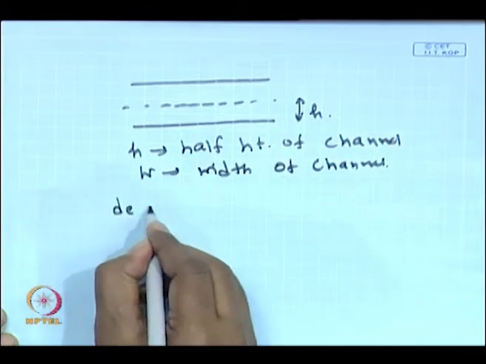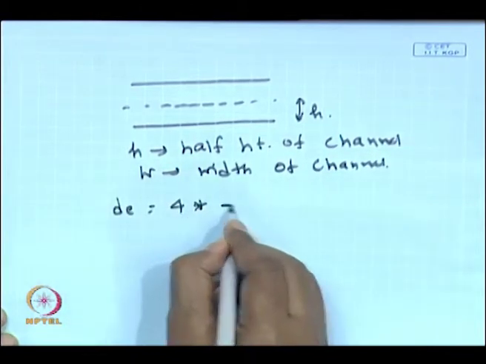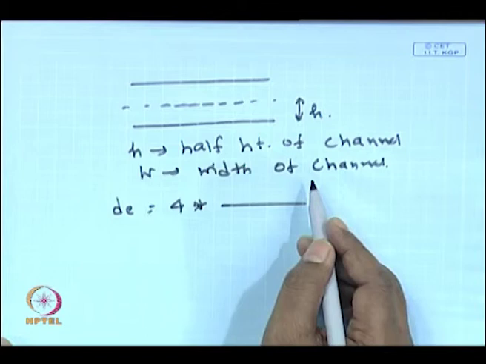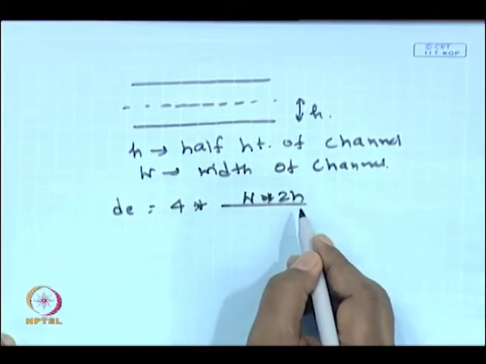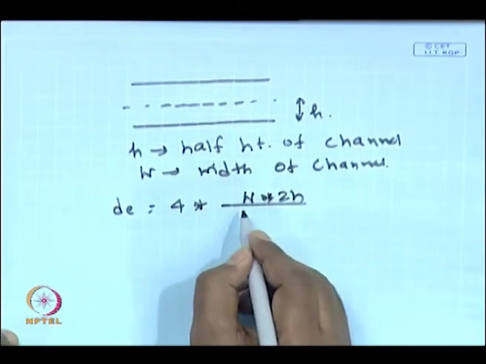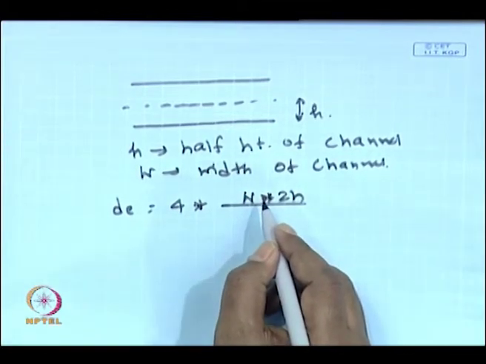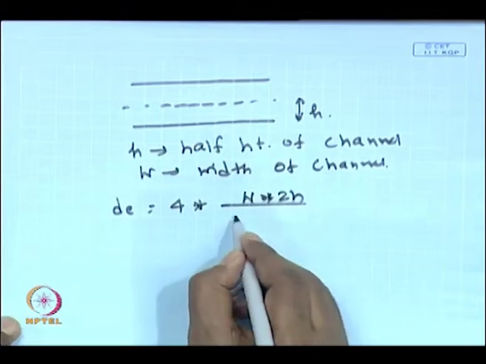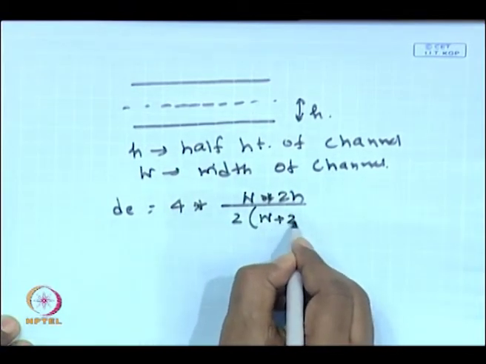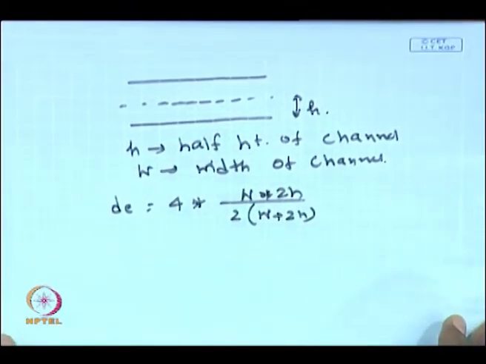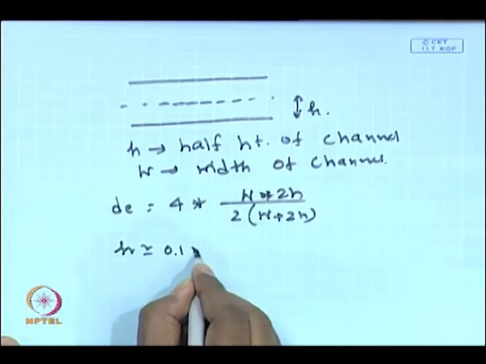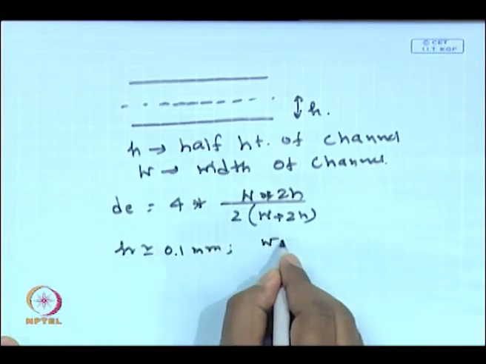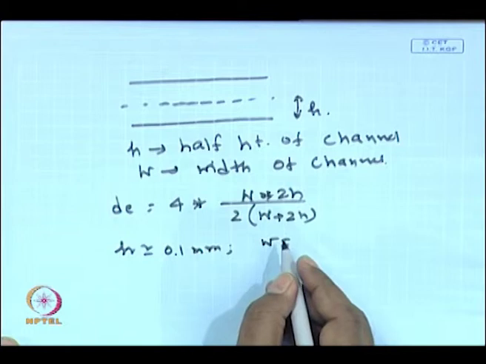So, equivalent diameter is 4 times the wetted area. What is the wetted area? W times 2H, the cross section area. And what is the wetted perimeter? Width on both sides and full height on both sides. So, 2 times (W plus 2H). And these types of membrane channels are very thin channels. That means, H will be in the order of 0.1 millimeter. On the other hand, width will be in the order of 6 to 8 centimeter.